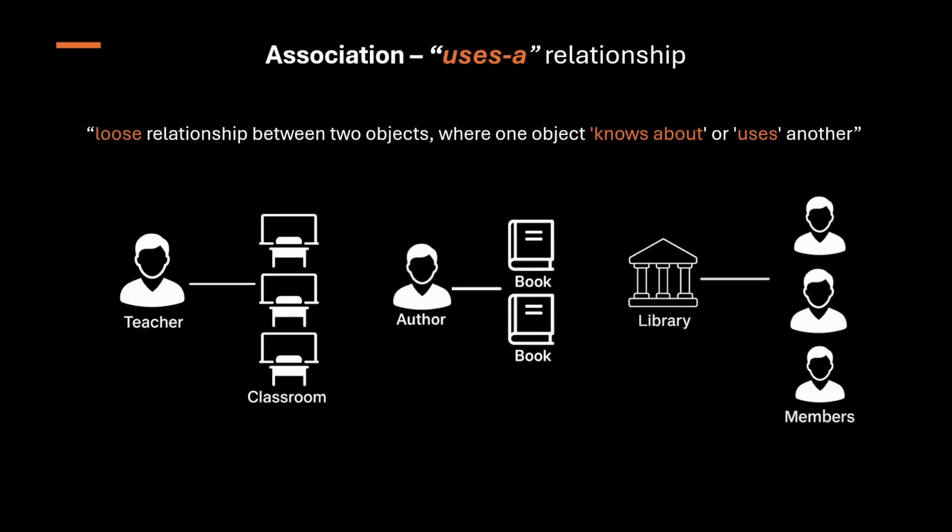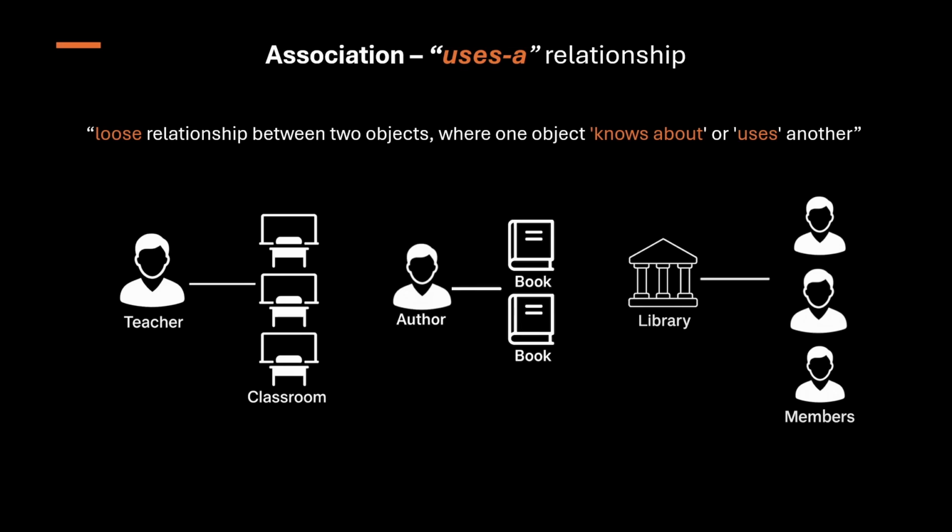If you look at the highlighted text in the slide, it says loose relationship between two objects where one object knows about or uses another. And notice the word loose here, that is the highlight. That's very important to keep in mind.